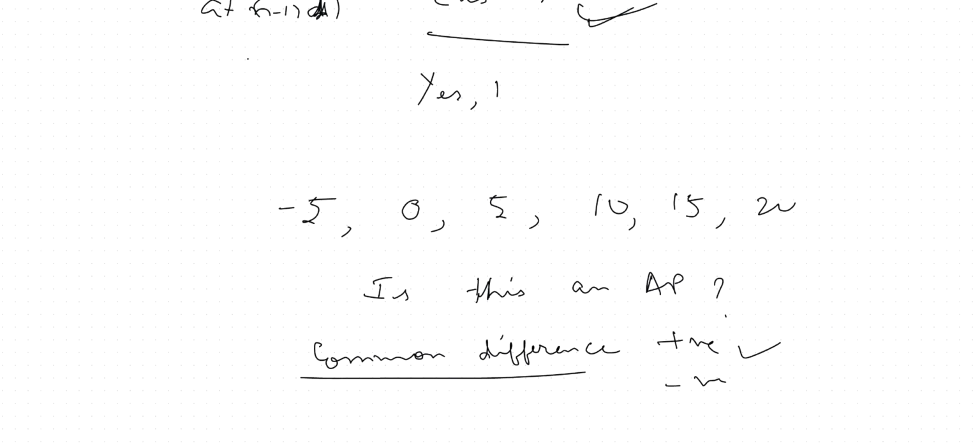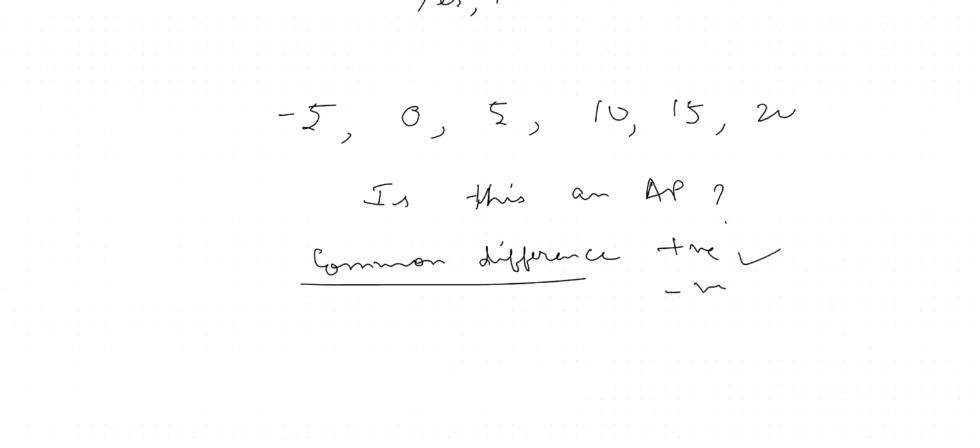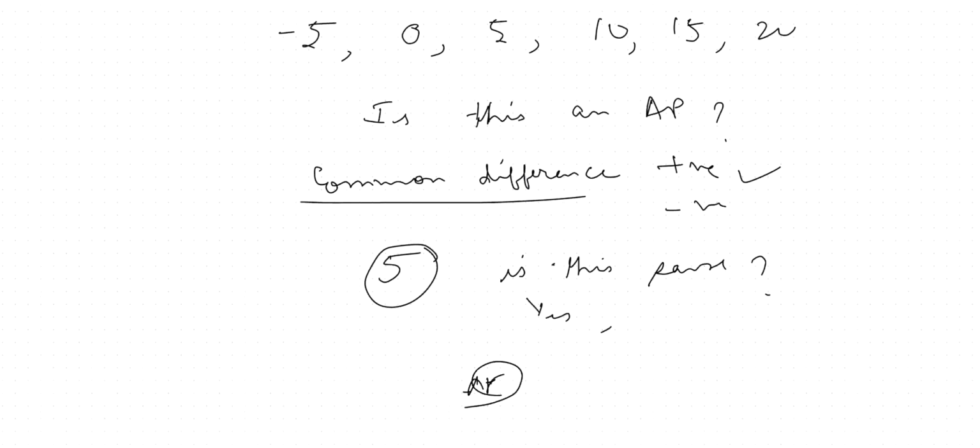So in this case, what is the common difference? Common difference is 5. Then I will ask you, is this same across the number series? Is this same? Yes. If it is same, then yes, I can say that the above series is in AP. Okay. Yes, that is in AP.